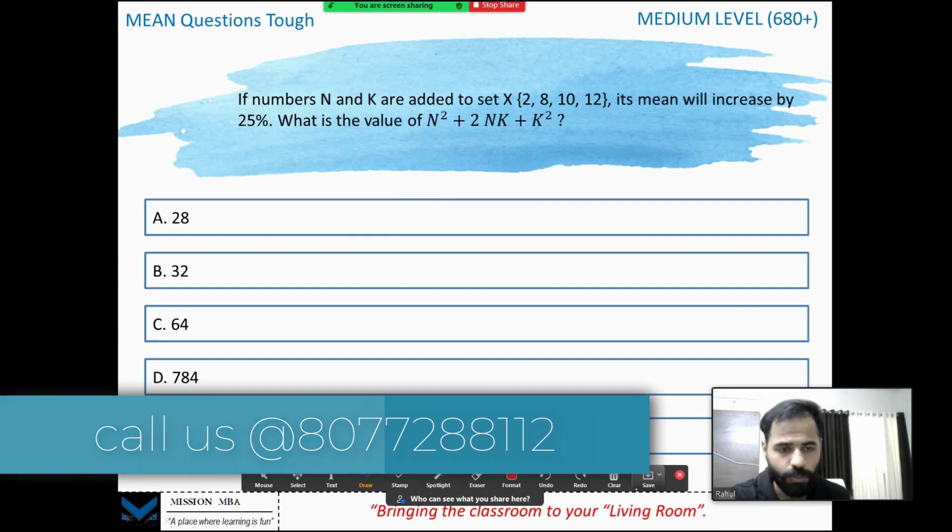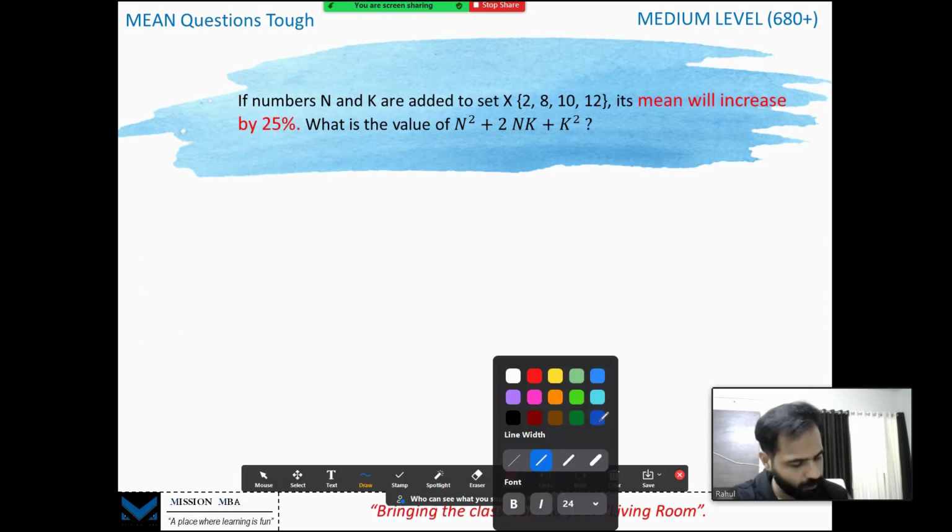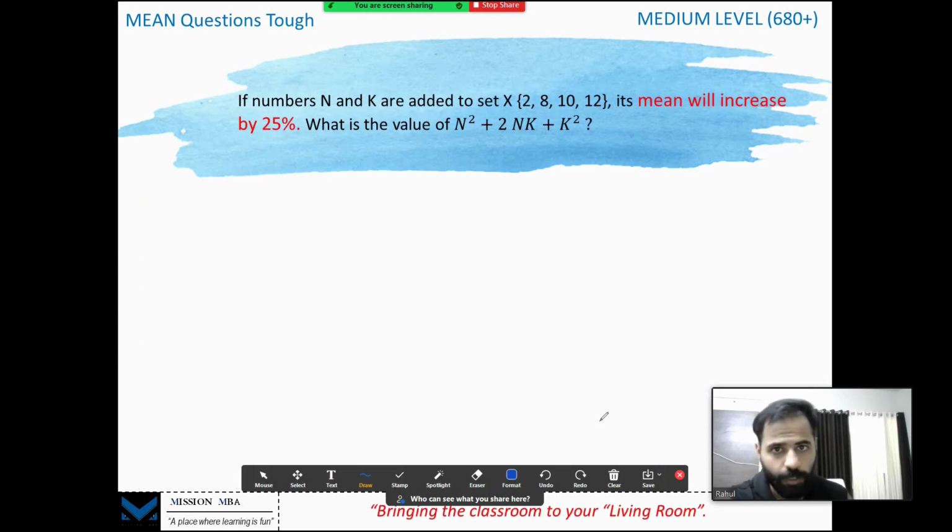I hope you have paused it and tried it on your own. If you haven't, please try it on your own. Okay, so I'll try it now. Numbers n and k are added to this set. Okay, what is the mean first? So this is the initial mean. Now add smartly: 8 plus 2, 10, 20, 32. So the initial mean is 32 by 4, that is 8. The mean is increased by 25%, that is 1.25 of 8.